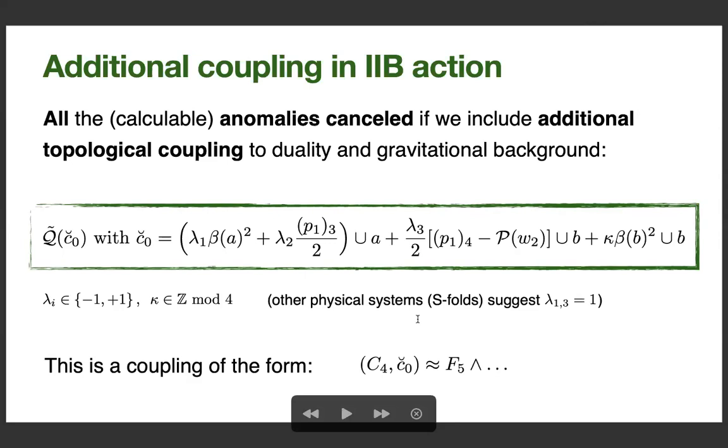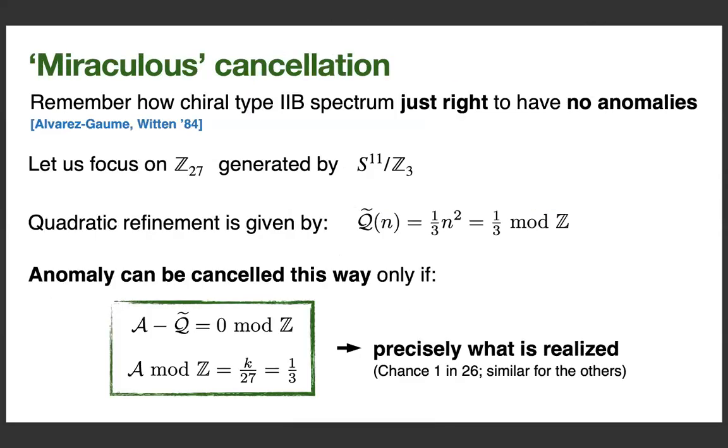four-form field. Now, there was already a miracle in type 2b supergravity, that the anomaly is such that all the different pieces fall into place to cancel. Do we find a discrete version of this miraculous cancellation here? Well, let us focus on the biggest factor, which is the C27 generated by our 11-dimensional lens space. So the quadratic refinement is given by 1/3 n squared. So whatever integer you plug in here, the result will always be 1/3.